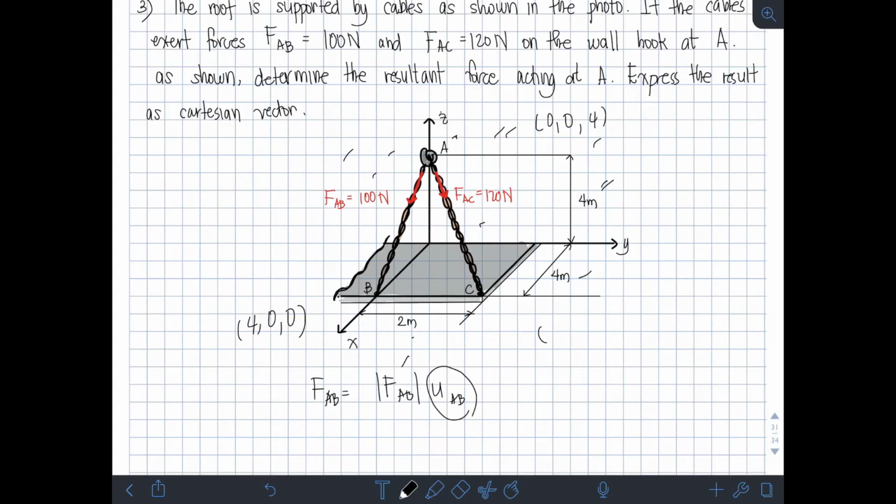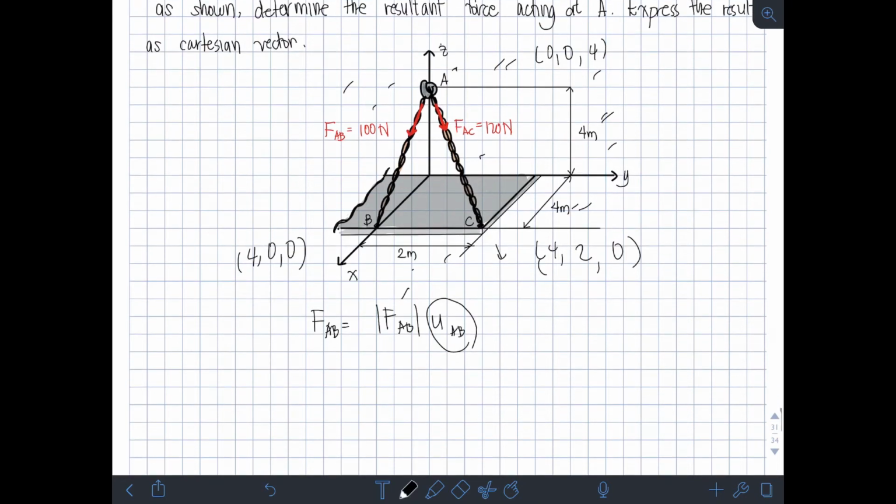Okay, so kuhain na rin natin itong point C kasi kailangan natin to sa unit vector in the same direction as FAC. So, bale, itong point C is at, sa x, meron siyang 4 units. Tapos, sa y, meron siyang 2 units. So, 2. And then sa z, wala kasi nasa xy plane lang siya. So, 0. Okay?